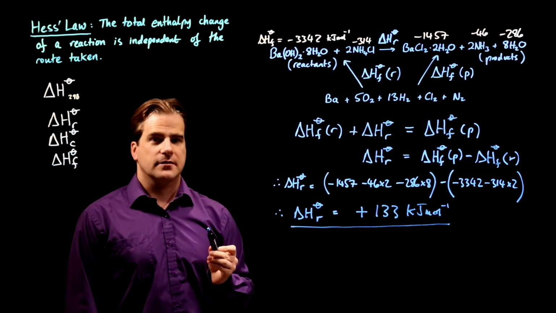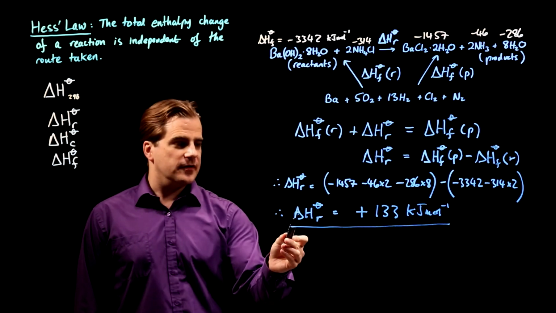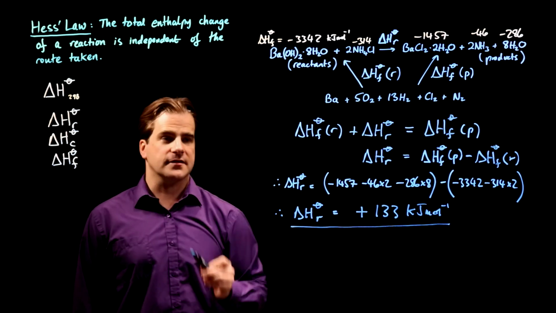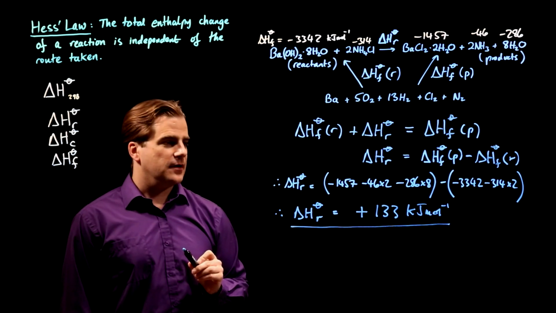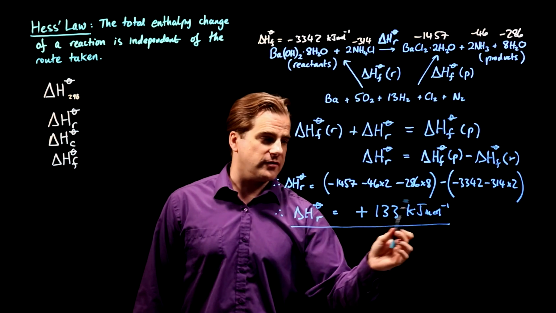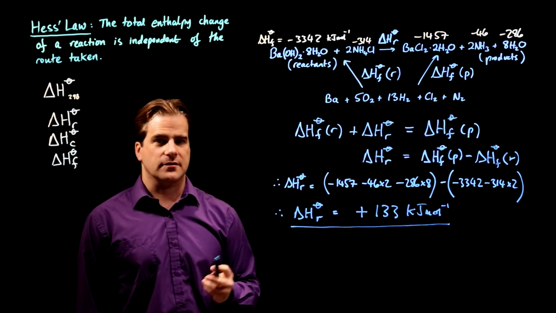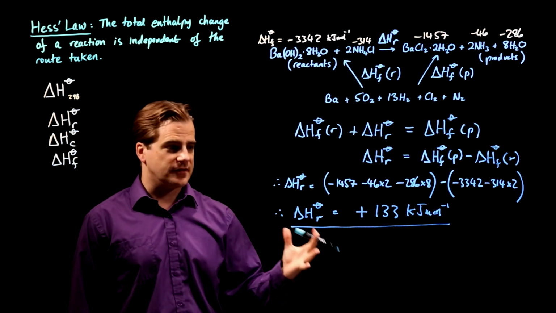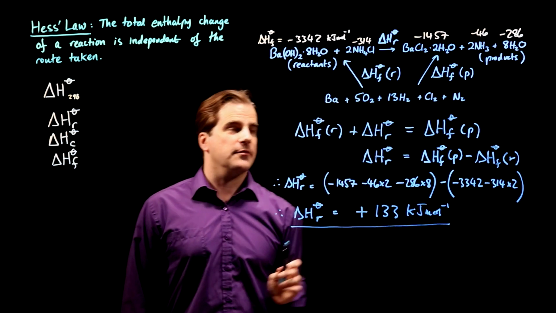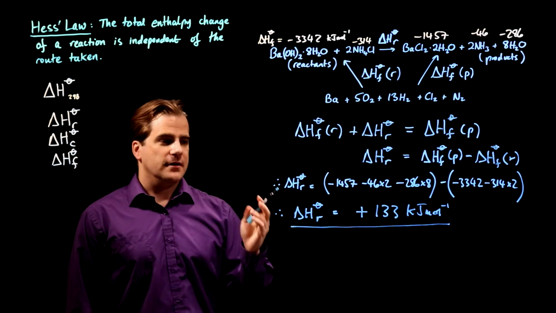And that's how to work out the delta H of a reaction using Hess's law. And it's positive, so like we discussed before, it means this is an endothermic reaction, so it takes in heat from its surroundings, makes its surroundings colder. There you go.